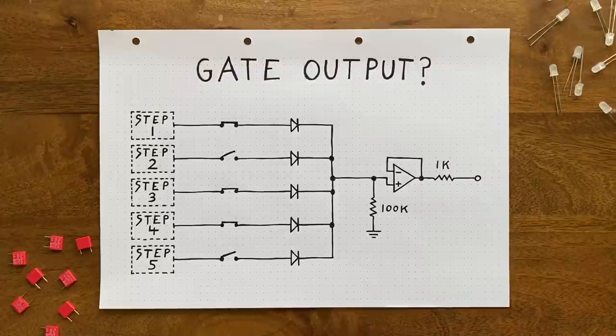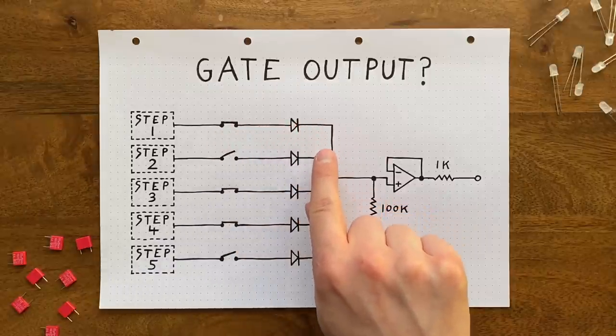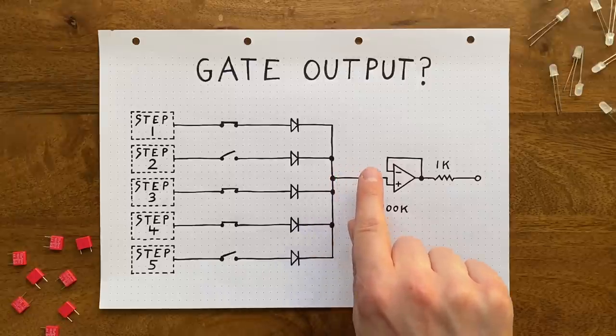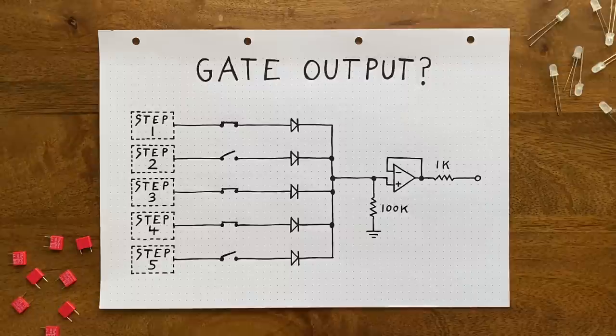If that were true, we could apply what we've learned from the CV output and set up something like this. Each step gets routed through its own switch, followed by a diode. Then we'd simply connect them all together and buffer the resulting voltage with another op-amp. Now, by turning these switches on or off, we should be able to decide if we want to get a gate on a specific step or not.